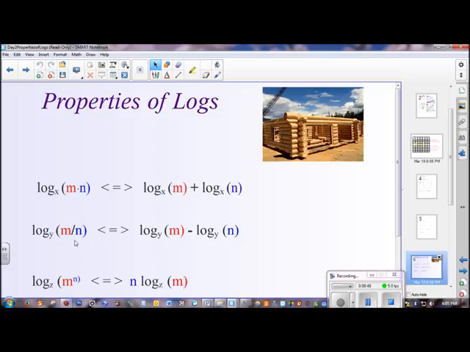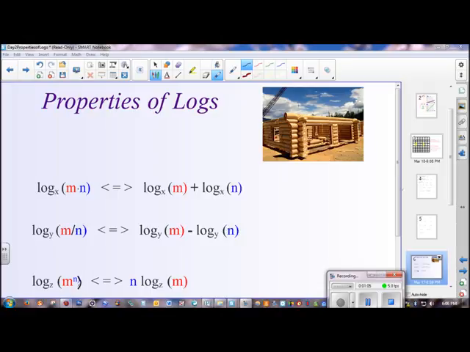If we're dividing inside an argument, we can split it up into separate logs, and then we will be subtracting the separate logs. Lastly, if we are raising to a power inside of an argument, then that exponent comes down in front of the word log and becomes a coefficient or multiplier. So the question is, what's happening inside of the argument?